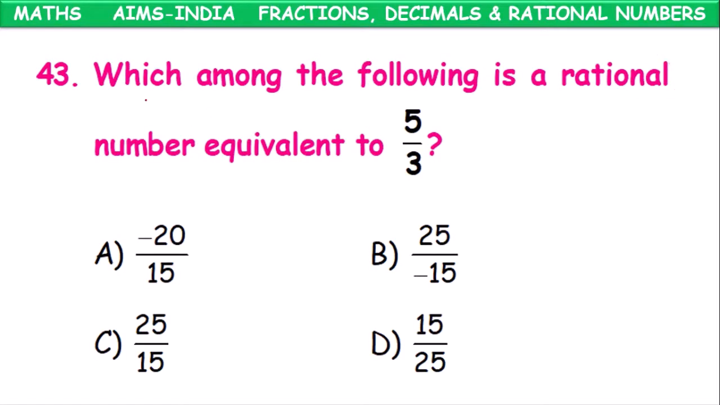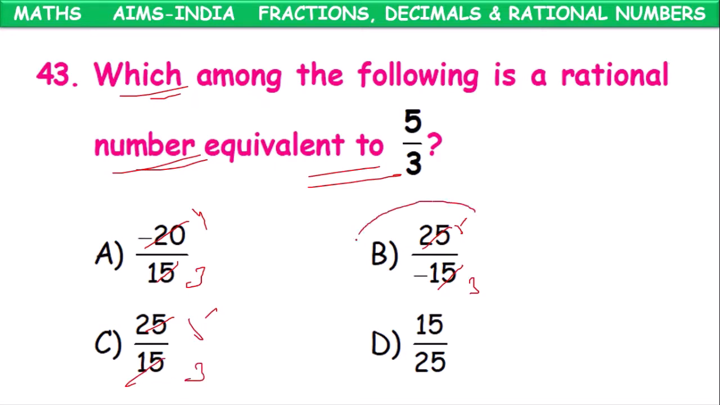Next one. Which among the following is a rational number equivalent to 5 by 3? Equivalent to 5 by 3. Here, this is also 5 by 3, but the minus is there. This is 5 by 3, no minus symbol is there. So the C option is the equivalent of 5 by 3.